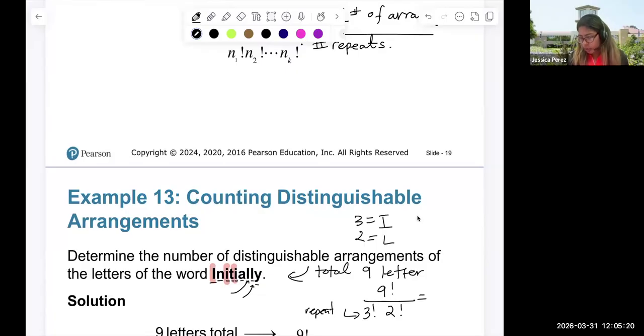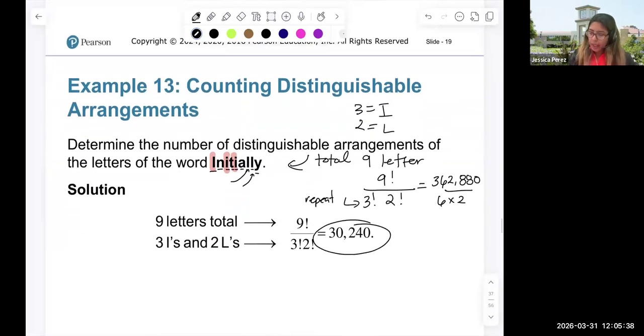So then I have 9 factorial, where I'm going to use my calculator. 9 factorial is 362,880, divided by, well, 3 factorial is 6, times 2, that'd be 12. So now using my calculator, 362,880 divided by 12, I get 30,240. So 30,240 is the number of distinguishable arrangements. Not arrangements, but distinguishable arrangements.